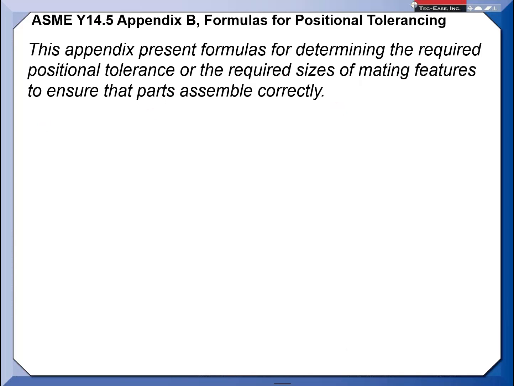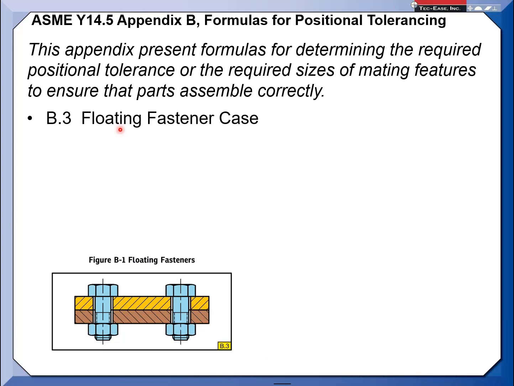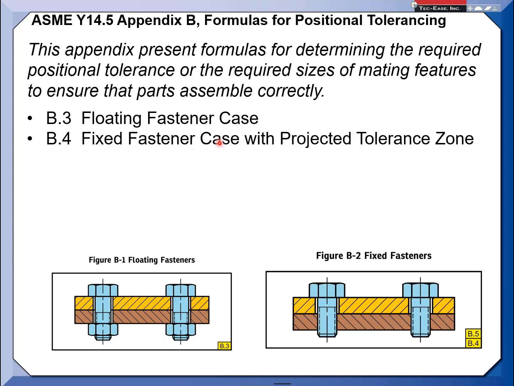So there are formulas. One of the formulas deals with a floating fastener case, and that's a unique situation. You deal with clearance holes, you drop in a bolt, and you put a nut. That's what we call floating. Then we have the fixed fastener case with projected tolerance zone. So right away, we're capturing one side with the fastener in one of the mating features, like a tapped hole. That's what we call a fixed fastener.